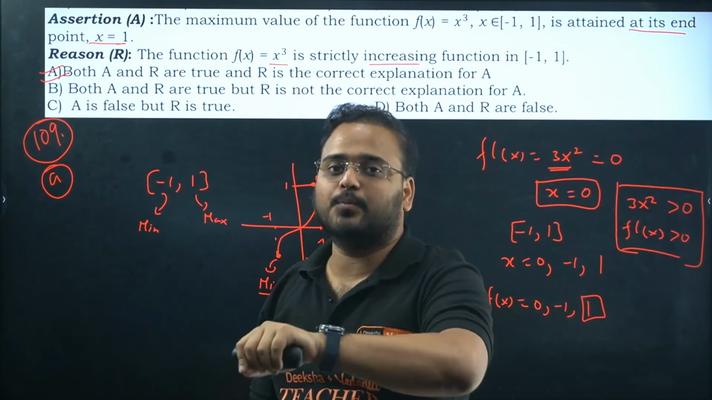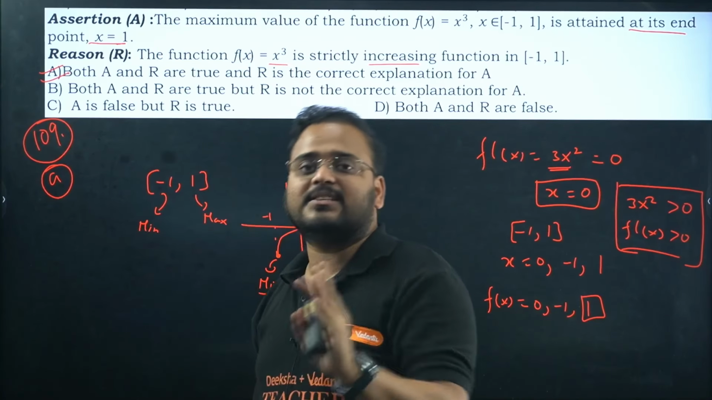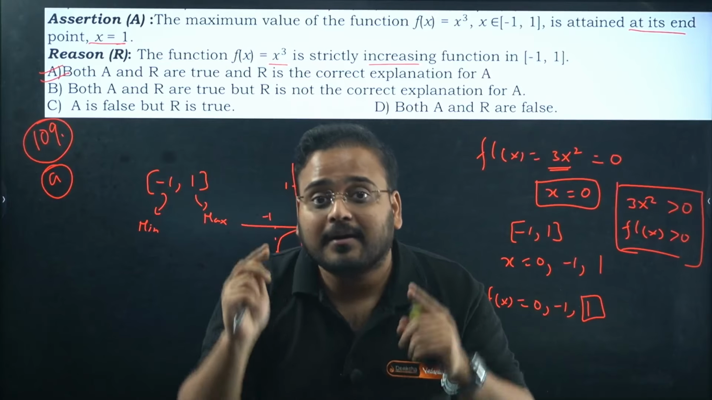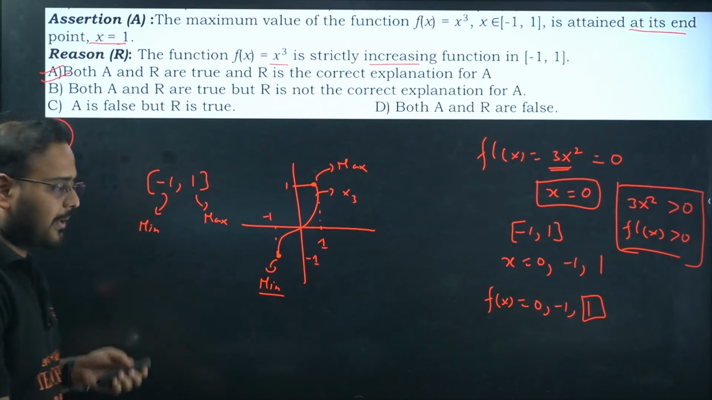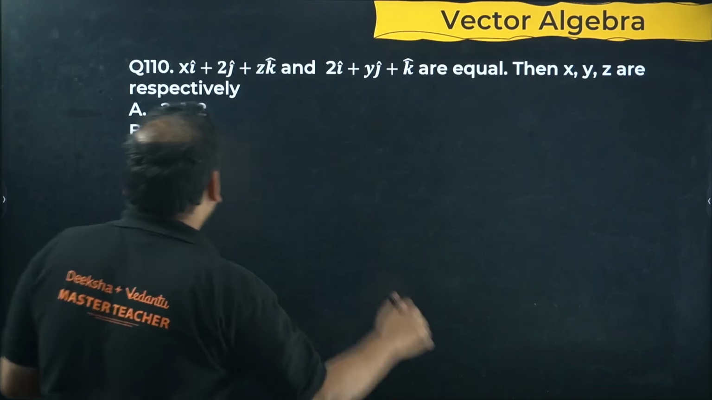Let's take minus x cube. The derivative is minus 3x square, always decreasing. For an always decreasing function, the right hand side will be the point of minima. Making sense? Yes? Okay. 109 is done. Important question, beta. Question number 110.